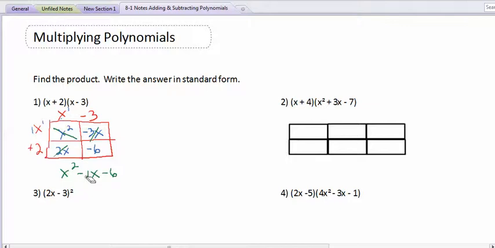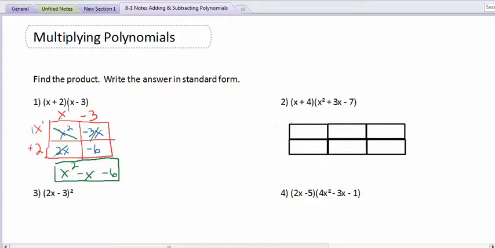Usually we don't put the 1 in front of it, so I'm going to take that 1 away and just put x. So there's my answer, and it is in standard form. It's in descending order. 2, 1, none. Okay, so that's a 2 by 2 box. It's binomial multiplied by a binomial. Okay, the next one.